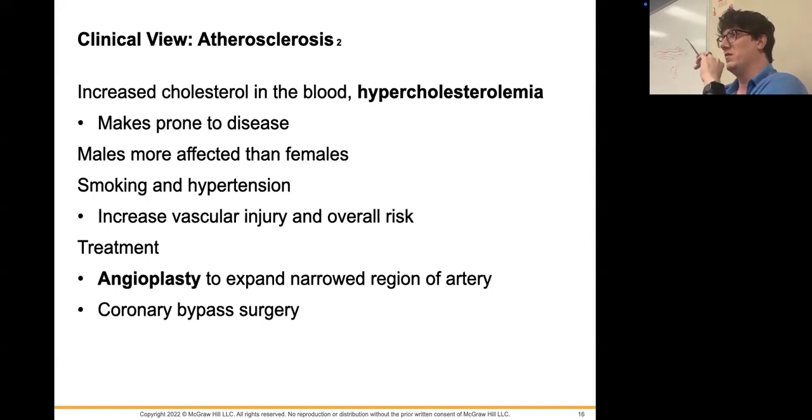Okay. Once again, it's typically going to be more common in males than in females, because males typically are going to have higher blood pressures anyway, due to testosterone and all that fun stuff. But stuff like smoking can vastly increase the rate that this occurs.